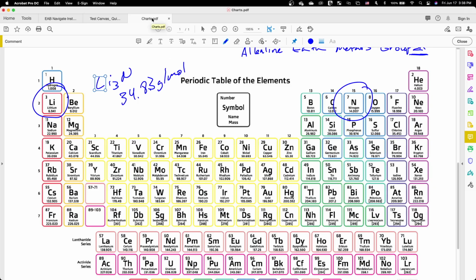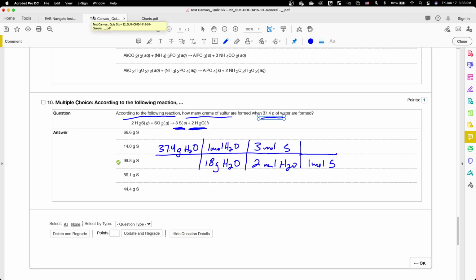Right here, sulfur, there you are. Sulfur's right there. 32.06, so 32.066 grams of sulfur. And so that should give me grams of sulfur at the end, which is what the question was asking for. So I can cross out grams of water with grams of water, moles of water with moles of water, moles of sulfur with moles of sulfur, and all I'm left with is grams of sulfur, which is what the question was asking for, right?